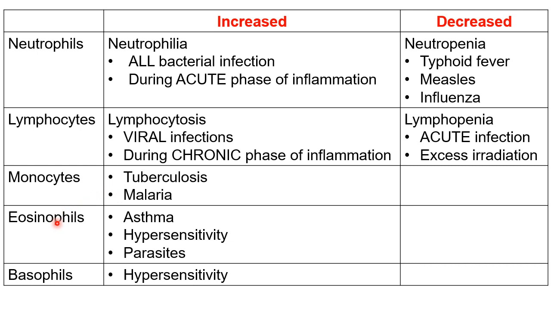Next naman, eosinophils, associated yan with your asthma attacks, hypersensitivity reaction. Ano ibig sabihin ng hypersensitivity reaction? Ito yung mga rashes, namamaga yung mata, okay? Nagkaroon kayo ng drug interaction. Ang mataas dyan is yung eosinophil. And huwag natin kakalimutan din yung ating mga parasitic infections. Basophils, again, same as eosinophil, tumataas din sila in cases of hypersensitivity reaction.